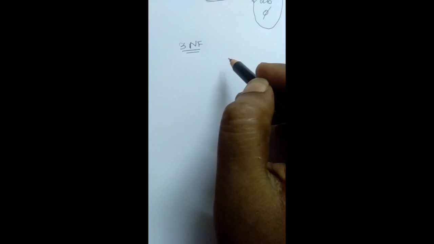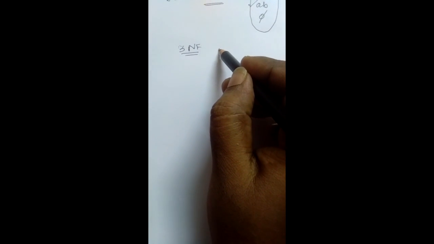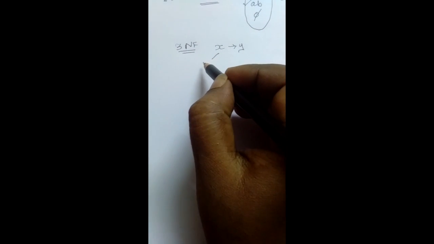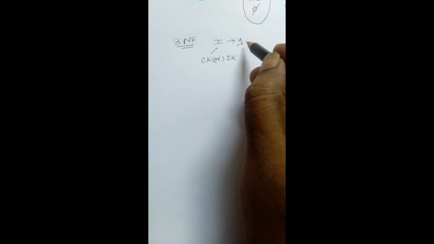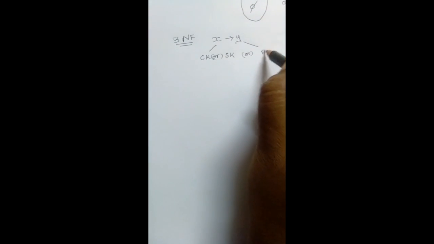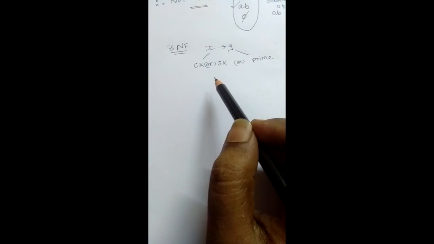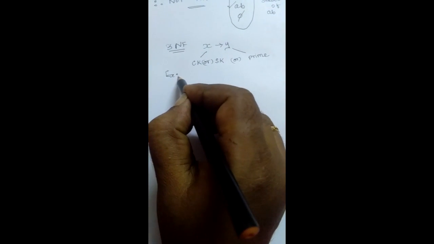Next, we discuss how to identify whether the given functional dependency is in third normal form. For example, if the functional dependency is in third normal form, it satisfies X tends to Y, that is, X should be a candidate key or super key, or Y should be a prime attribute. If the functional dependency satisfies this condition, the relation is in third normal form.